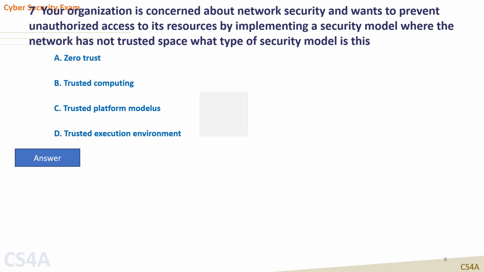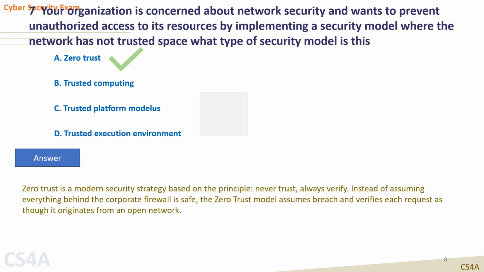Here the question is, an organization is concerned about network security and wants to prevent unauthorized access to its resources by implementing a security model where the network has no trusted space. The type of security model is? Here the keyword is no trusted space. So the answer is zero trust. Trusted computing, trusted platform module and trusted execution module are irrelevant. So the answer is option A.